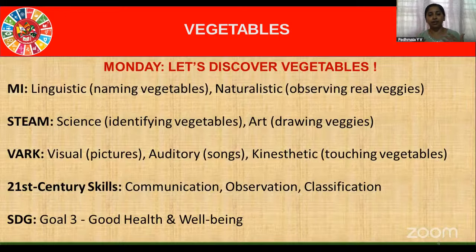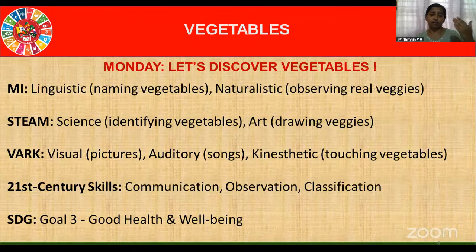Will all these activities cater to all the components that have been given in our lesson plan? Let's see. We have included multiple intelligences, that is linguistic and naturalistic, because the child is naming the vegetables and observing nature. All these come under linguistic and naturalistic. STEAM, science: we are introducing science, identifying the vegetables. Art: the child is drawing.